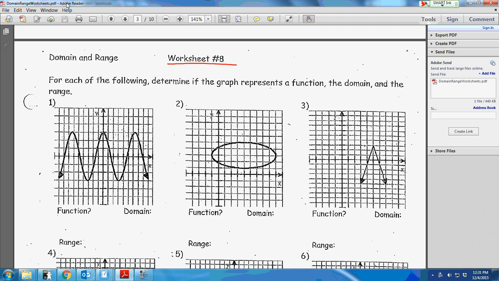Then you're going to get the domain and the range. And then on the back of this, we're going to practice with some function values when you're given a picture. You guys are really good at function notation to substitute it into an equation, but sometimes if you're given a picture, you can get confused about what you're trying to accomplish.